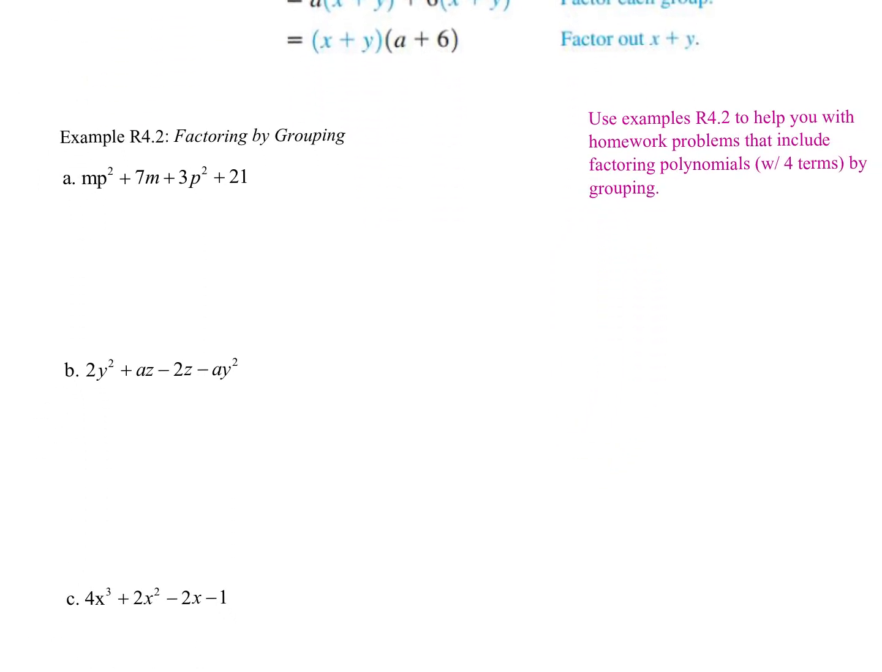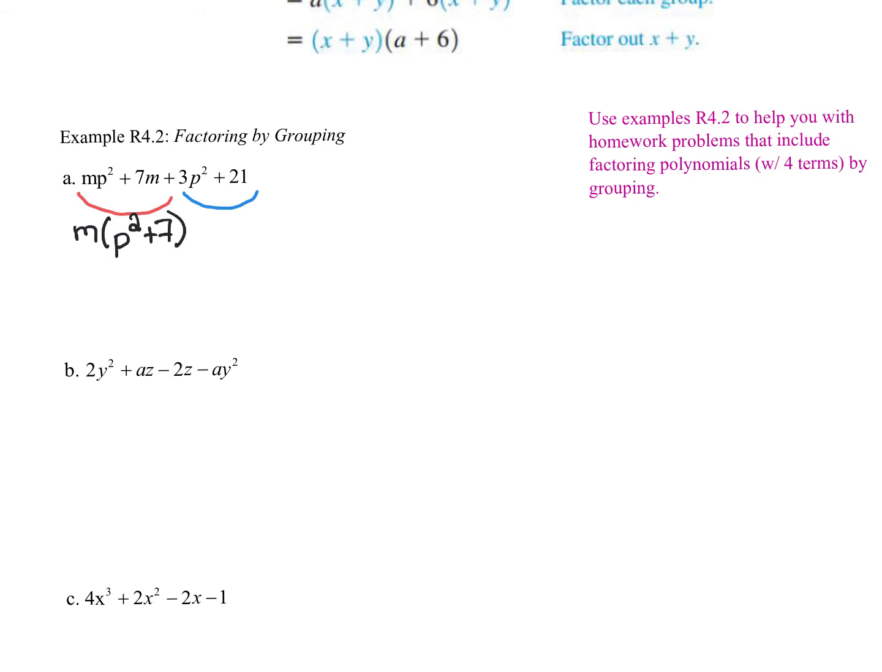So if you look at letter A, I'm going to have 2 teams. I'm going to call them my red team and my blue team. And you don't always have to group them the way they're written. You can reorder them, but we'll see if this works this way. So in letter A, my 2 red things, they both have an m in common. So once you make your teams, you're going to pull out what we did on the previous slide. We're going to pull out their GCF. So these 2 have an m in common. I'm left with p squared plus 7.